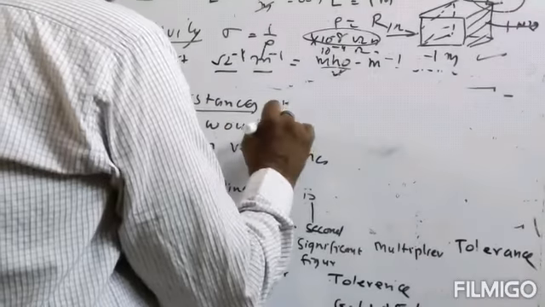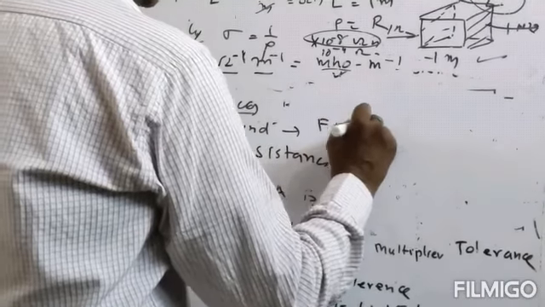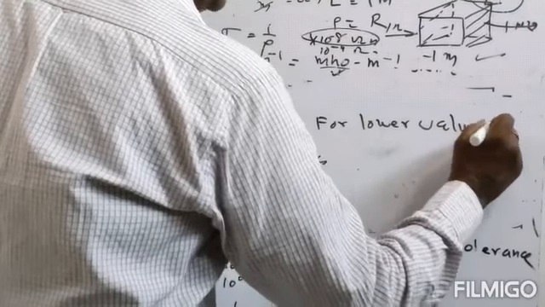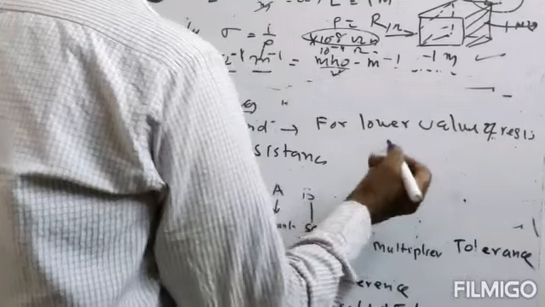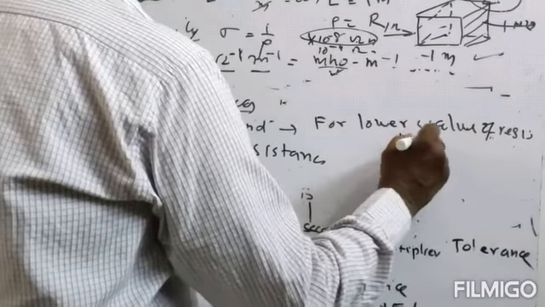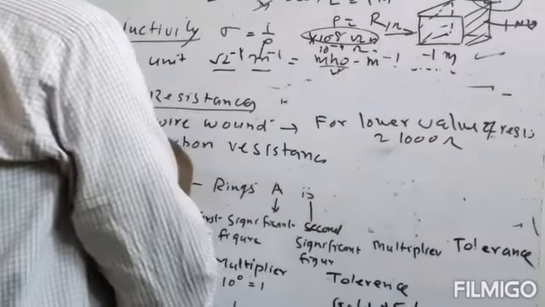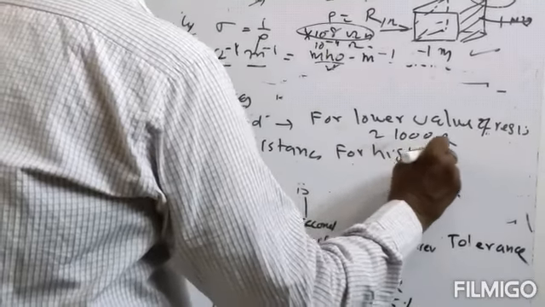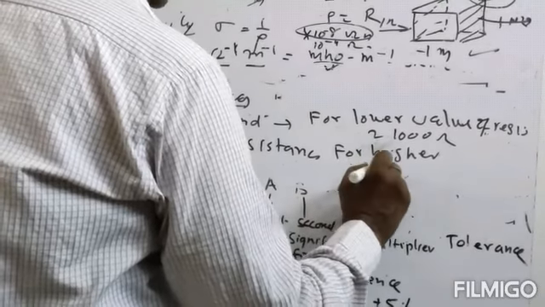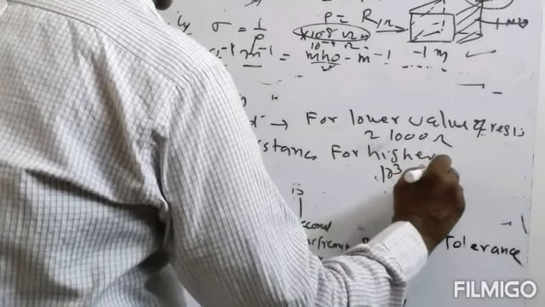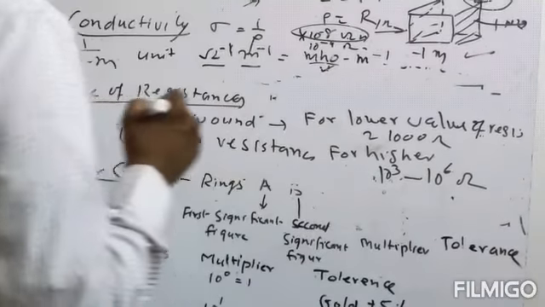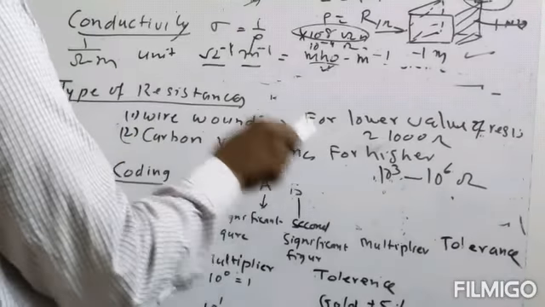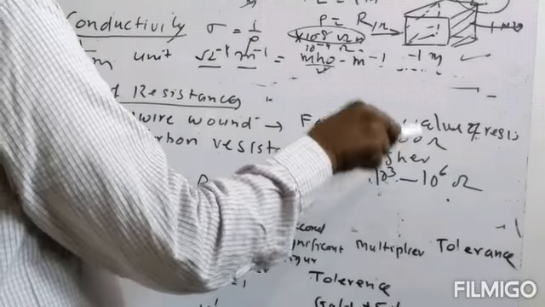Now wire wound resistances are made for lower values of resistance, just like suppose up to 1000 ohms. And carbon resistance is for higher values, means 10^3 to 10^6 ohm. So for larger resistance we will use the carbon resistance, and for the lower we will use the wire wound.